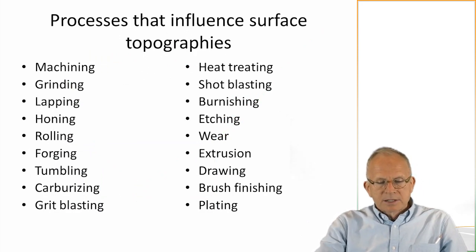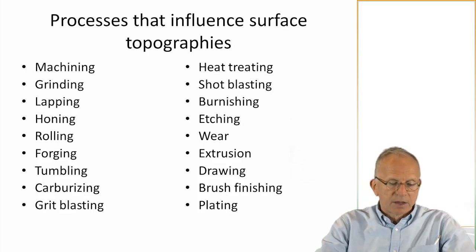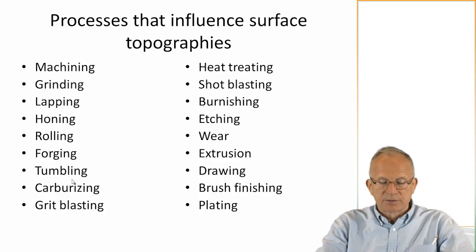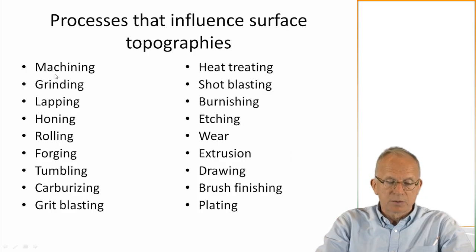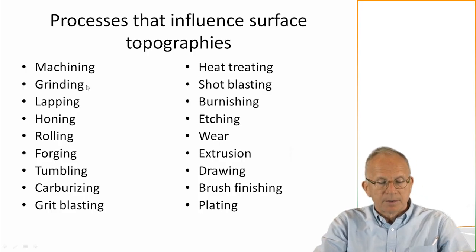All right, so processes that influence surface topographies, basically every manufacturing process that you can think of, and then some that are meant just for, like tumbling or mass finishing, that are meant just for changing the surface finish, brush finishing, for example. But on these other ones, the surface finish is maybe just a consequence of what's happening.